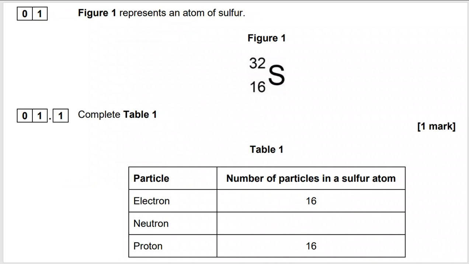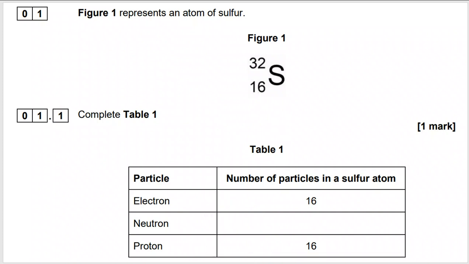So for 1.1, you're being asked to complete this table. We're told how many protons and electrons there are in sulfur, and we know this from the periodic table and from the data above, because 16 is the atomic number, which is equal to the number of protons, and in an atom, the number of protons is equal to the number of electrons.